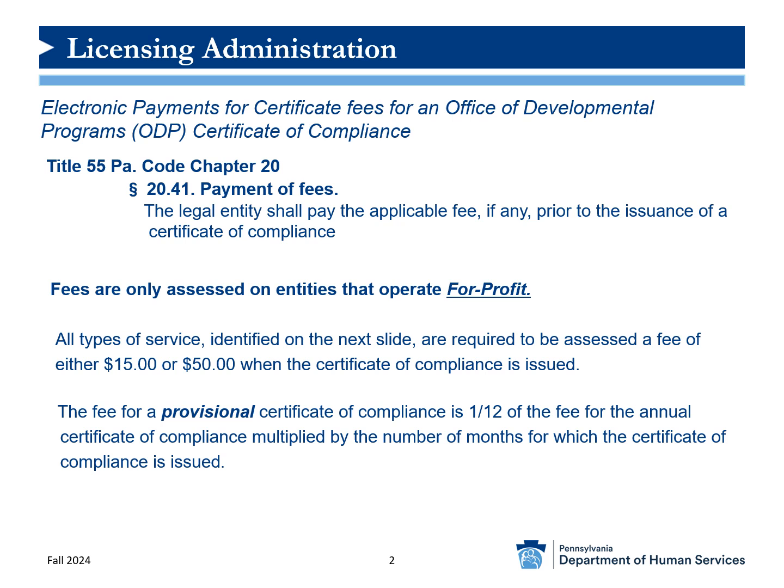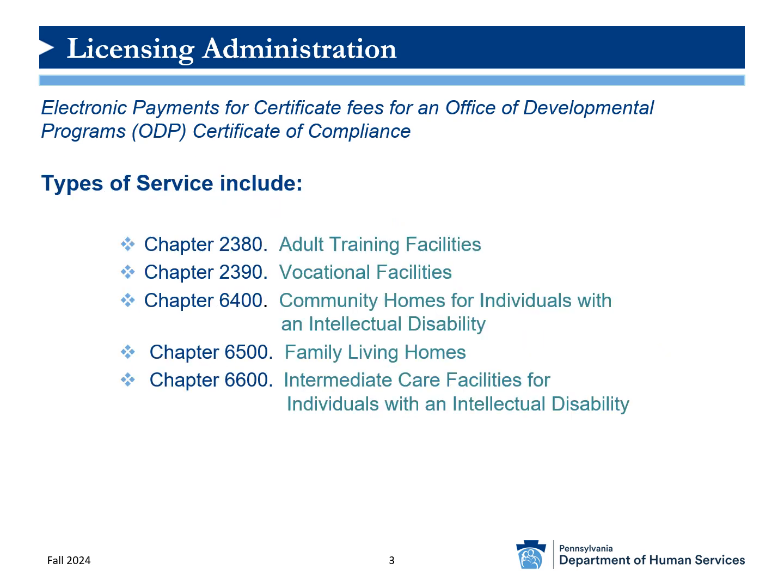The fee for a provisional certificate of compliance is 1/12 of the fee for the annual certificate of compliance multiplied by the number of months for which the certificate of compliance is issued. These types of service will be required to pay a certificate fee, and again, only for-profit entities will be assessed the fee.